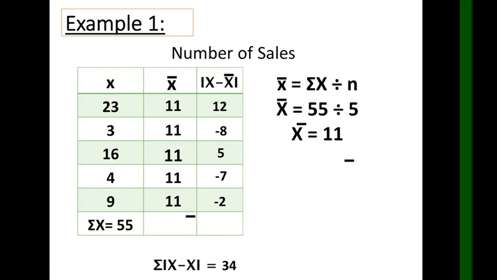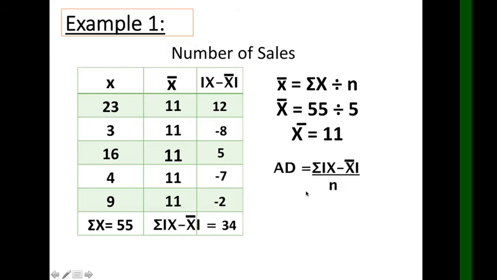Then add all of this, the total is 34. Why 34? Since it is absolute value, so there is no negative sign. So we will just add 12 plus 8 plus 5 plus 7 plus 2. The total is 34. Now, we have a formula for the average deviation, which is summation of the absolute value of x minus the mean over n. For this one, we have a total of 34, and for the n, we have 5. So we have 34 divided by 5, and the average deviation is 6.8.